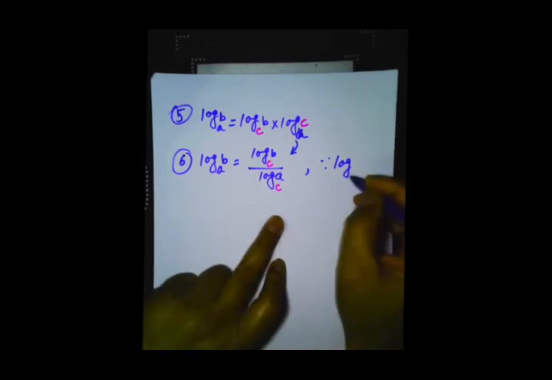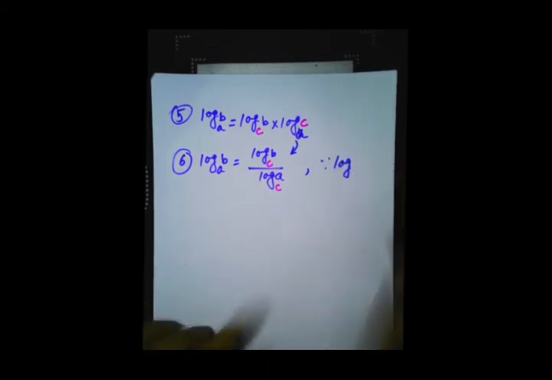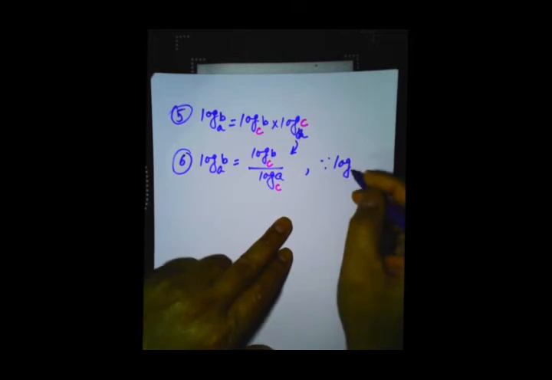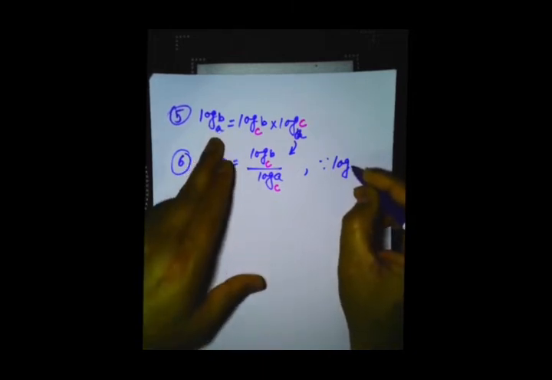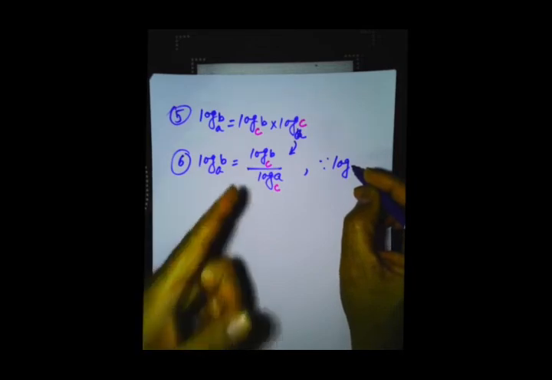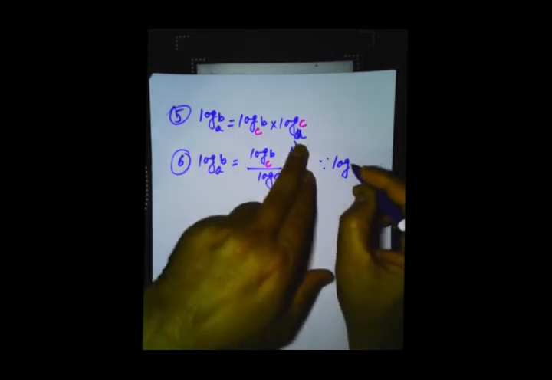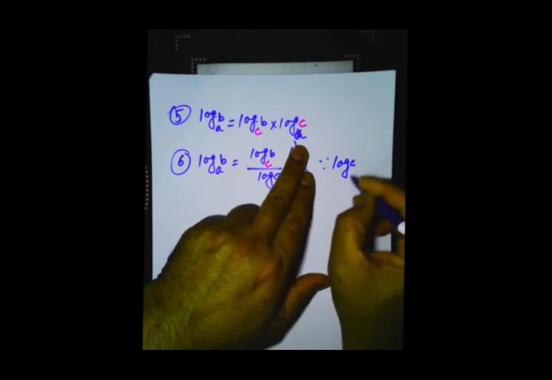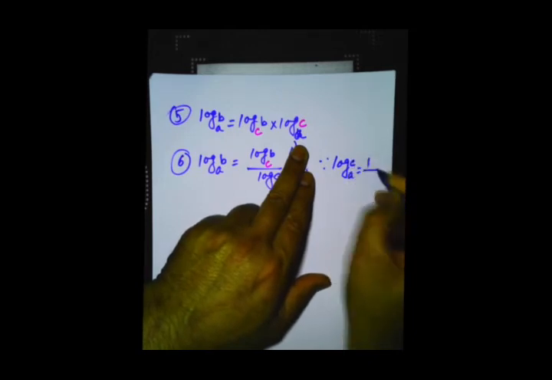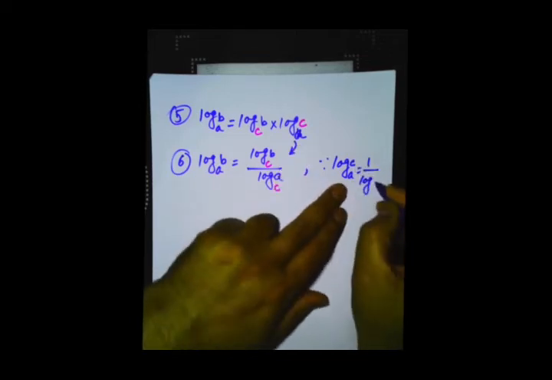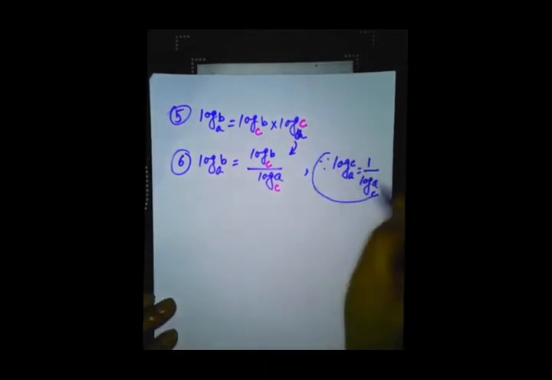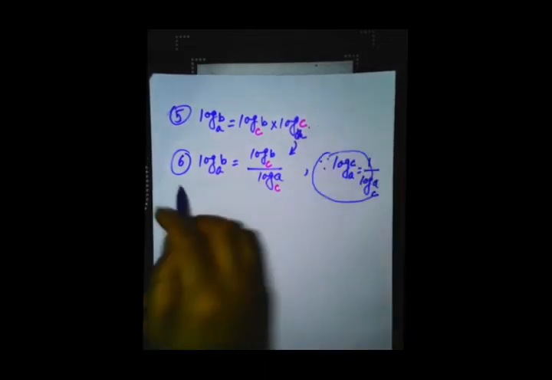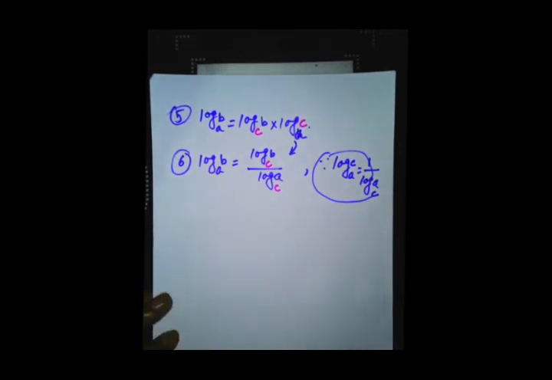So if you use property 4, in that property you have seen that log base a of b is equal to 1 by log base b of a. So here this is log c a, and when you make it reciprocal, the base and the number positions are changed, so it is a and c, and hence if you use this property over here, then you will have result 6.